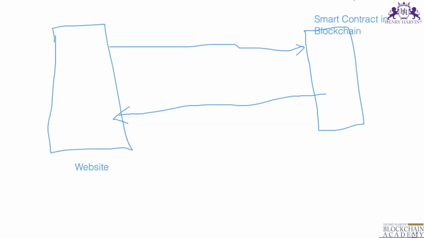This is called a decentralized application, or we can simply call it a DApp. Decentralized application. So our aim is to create a small DApp now.